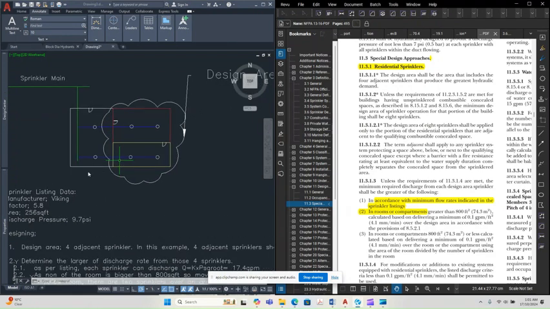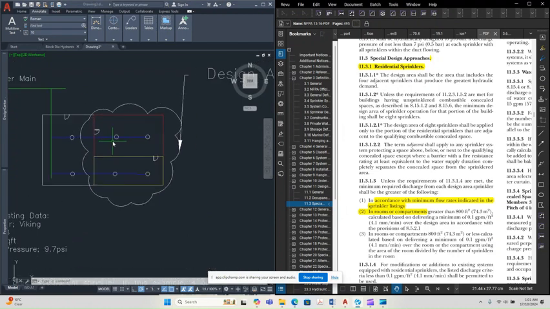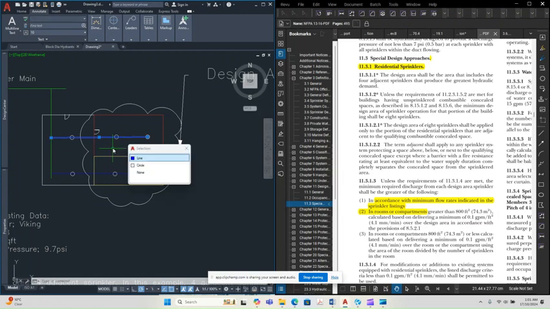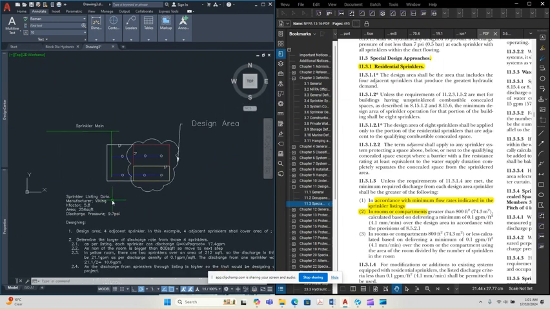and you can see that the design area should be an area under four sprinklers. In my example, these are the four sprinklers: one, two, three, and four. So these four sprinklers under consideration mark the design area.